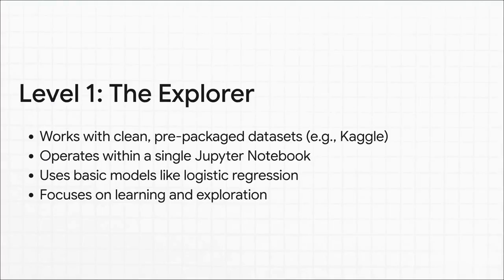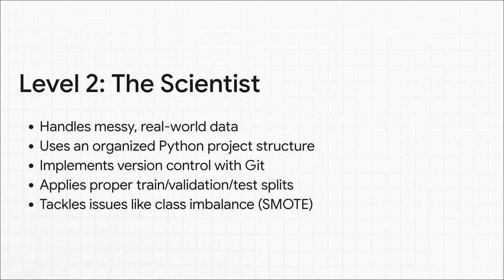So, level 1. We call this the Notebook Explorer. You're probably working inside a single Jupyter notebook. The data is usually a nice, clean data set from a site like Kaggle. You're using the classic libraries, pandas, scikit-learn, and building pretty basic models. And your main focus is just learning and exploring. This is absolutely a critical first step, but let's be clear, this level alone is not going to land you a job.